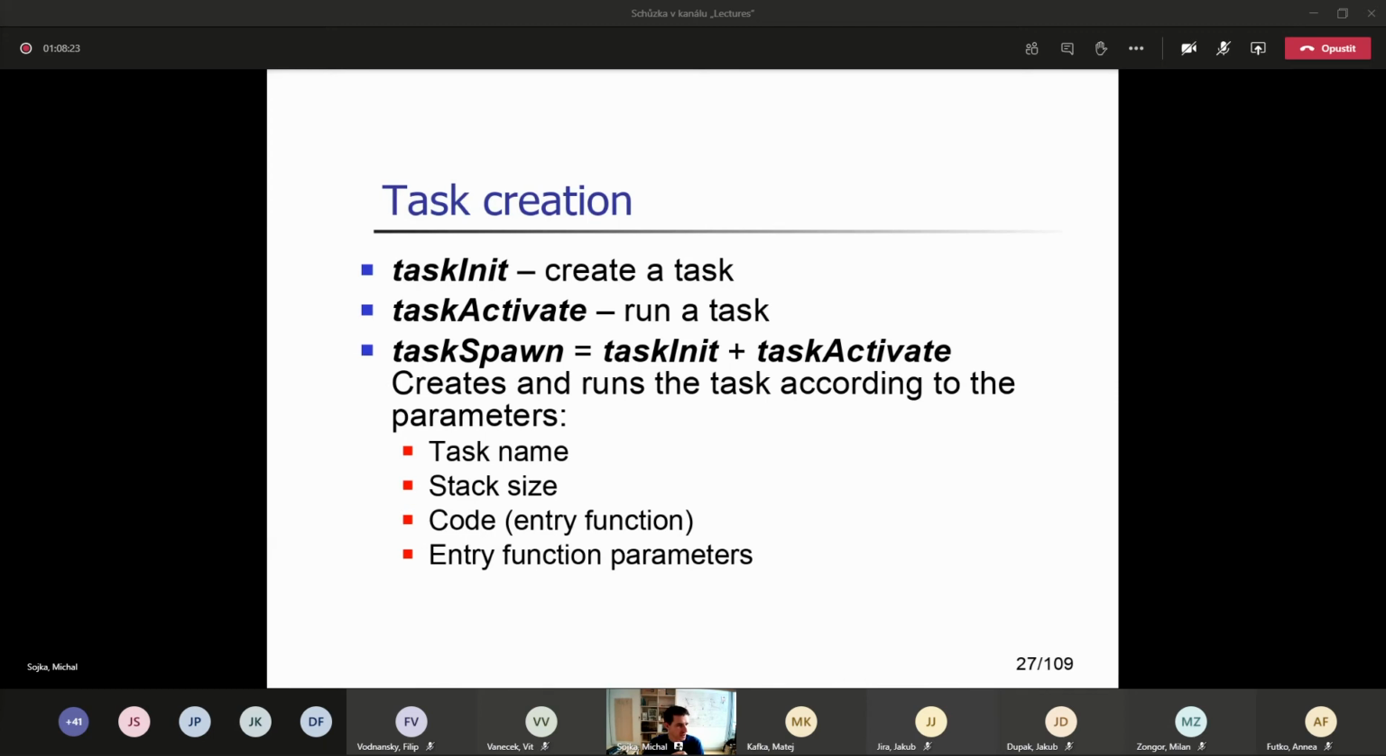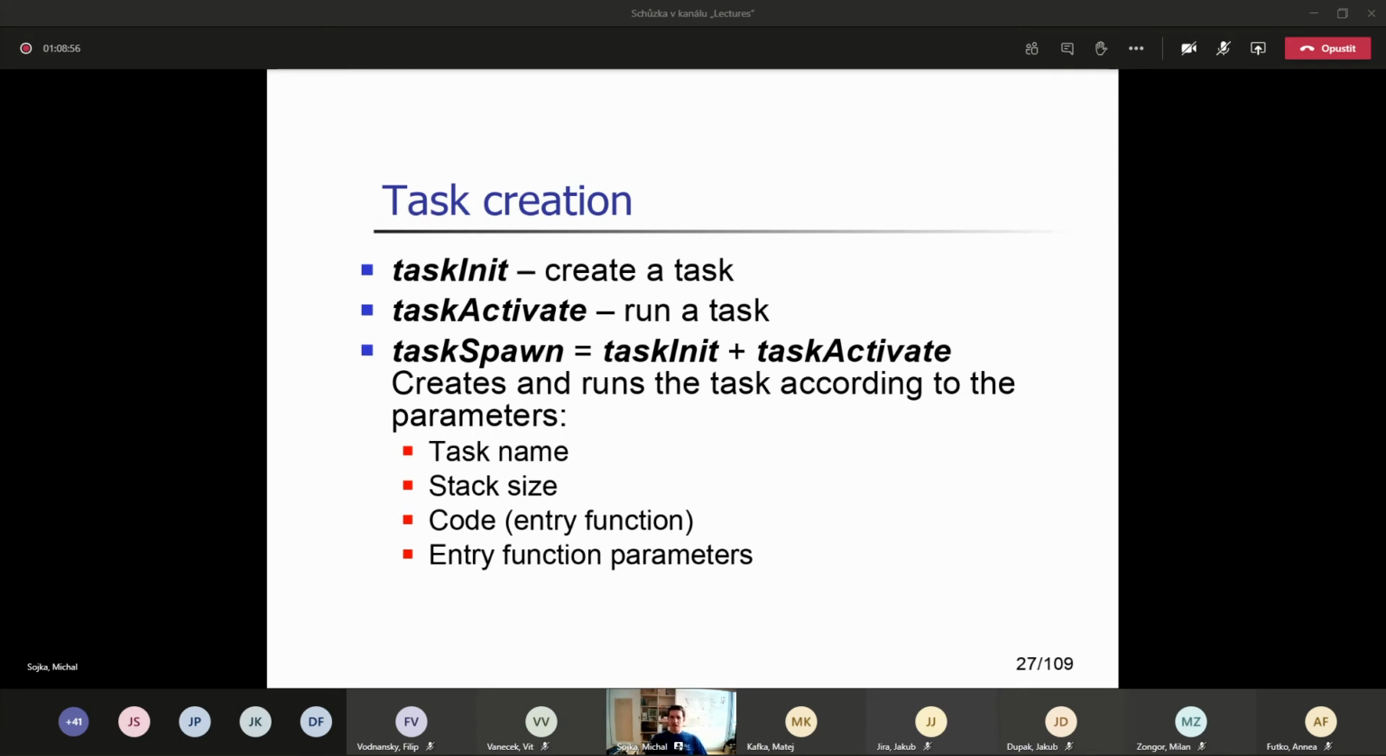The first step is to actually allocate memory and do everything which can fail when you are creating a task. And once all these potentially failing operations are finished successfully, you call task activate, and this just marks the task ready. So there is no memory allocation, nothing which can fail. And this way you can be sure that all the task activations or task creation will succeed.